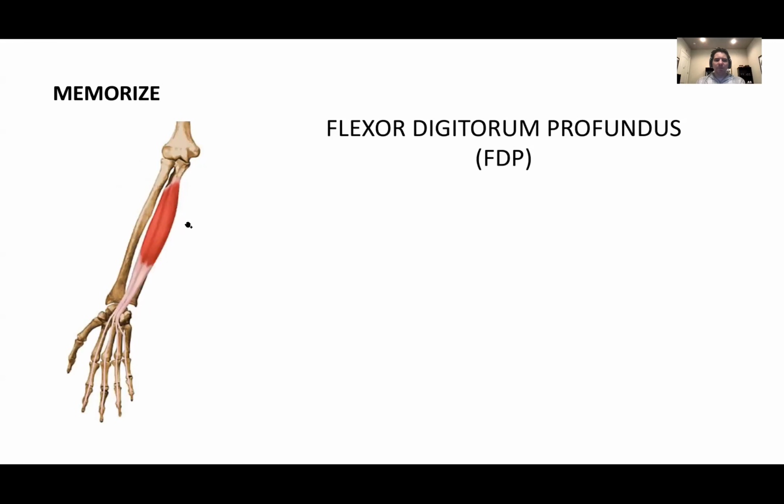Let's break this down. Okay, so this is your flexor digitorum profundus. It's very strange in that half of the muscle is supplied by the median nerve, and half is supplied by the ulnar nerve. Now, why does this matter? Because it is one of those exceptions. It should be a red flag in your head because, of course, they like exceptions.